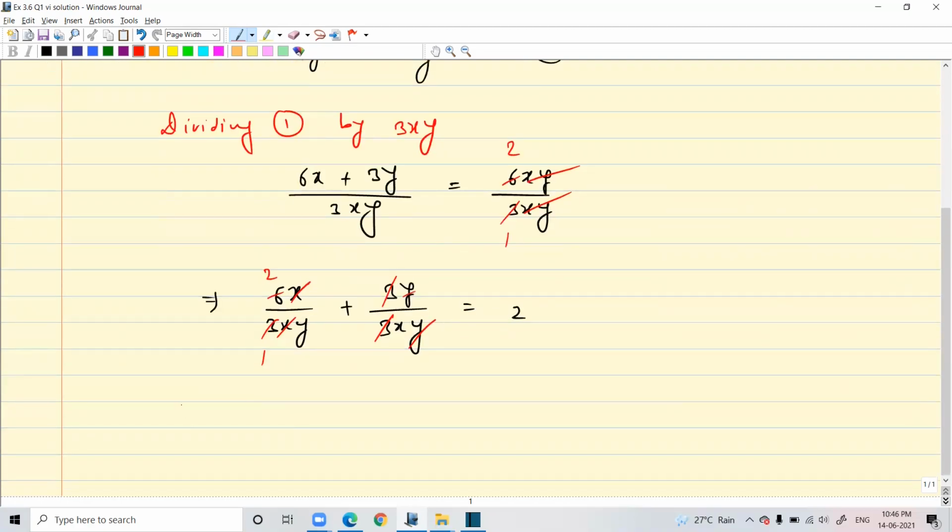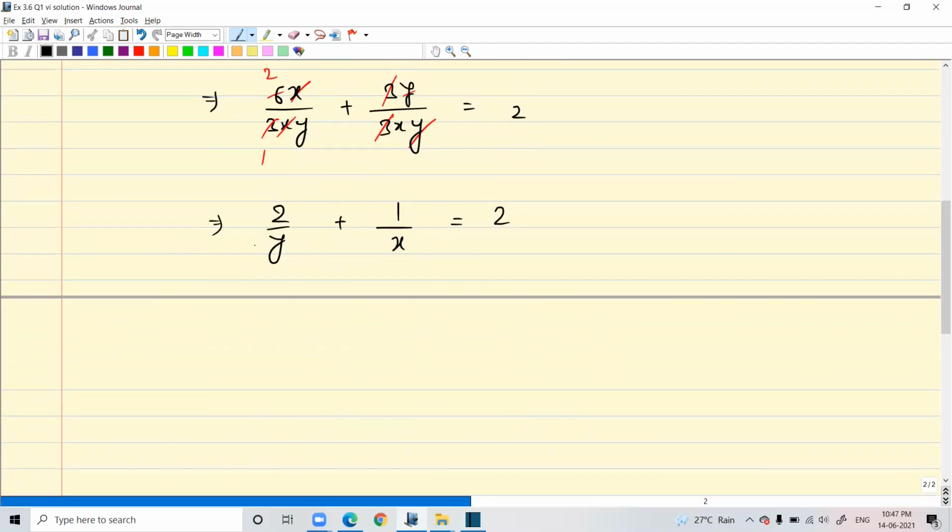So let's write it again. The LHS, what does it become? There's only 2 in the numerator and there's a y in the denominator. So 2 by y. Here, in the numerator, nothing is remaining. 3 and y both got cancelled. So the numerator is 1. And what's there in the denominator? Only x is remaining. So 1 by x is equal to 2.